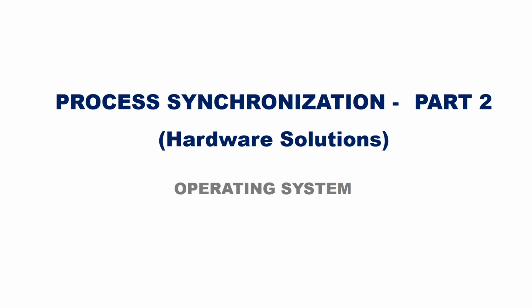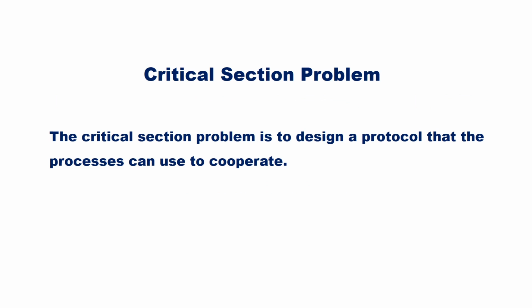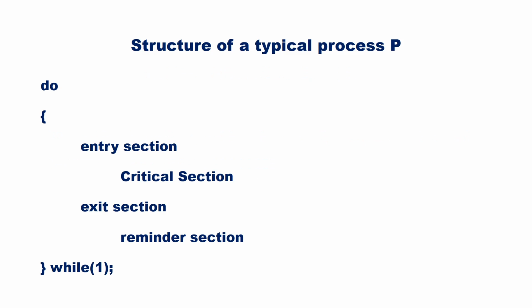In this video, let us continue our discussion on process synchronization. In the last video, we have seen that the critical section problem is to design a protocol that the processes can use to cooperate. This is the general structure of a process having a critical section.